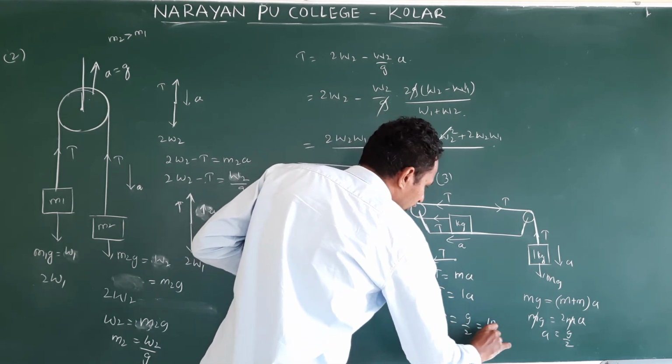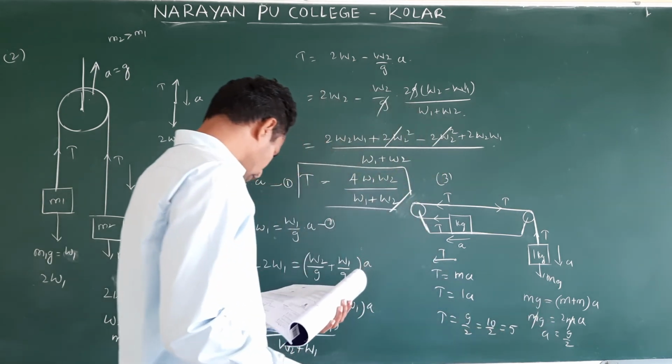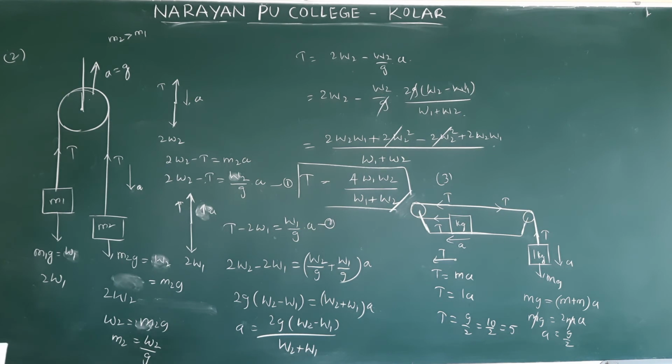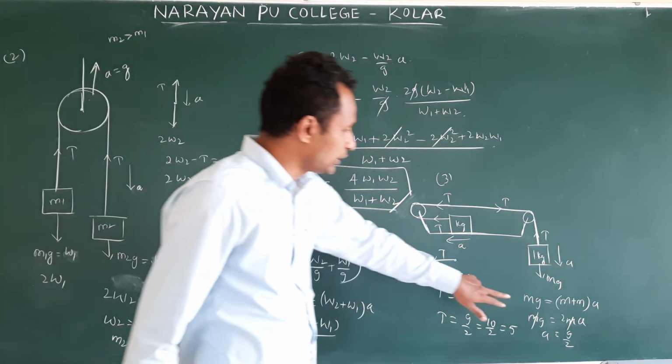g is 10. 10 by 2 is what? 5 newtons. Is there 5 newtons? Let me check the third option. Third option they have given 5 newtons. Very simple.